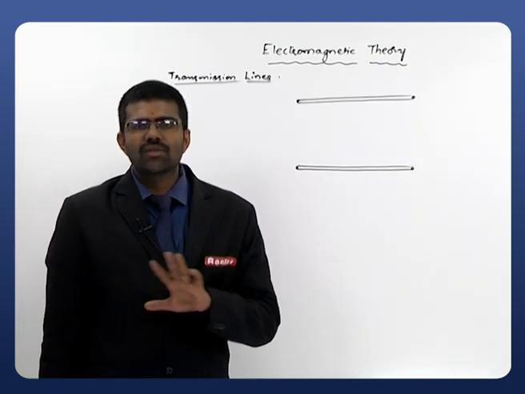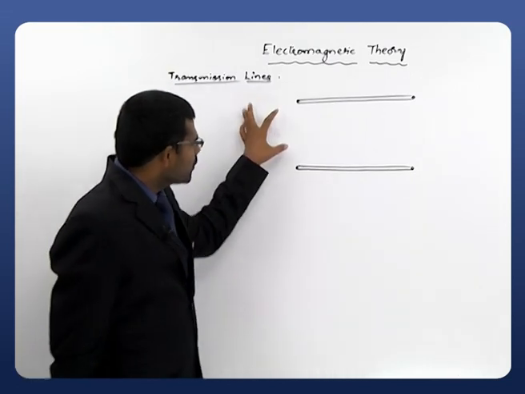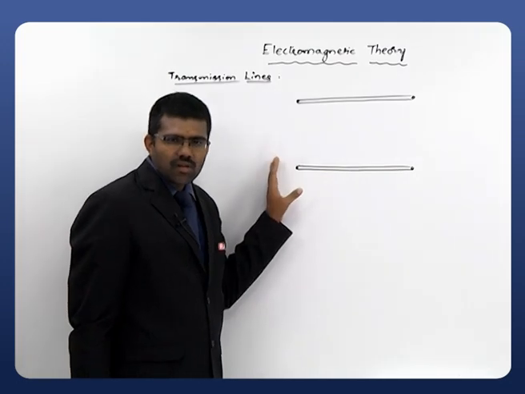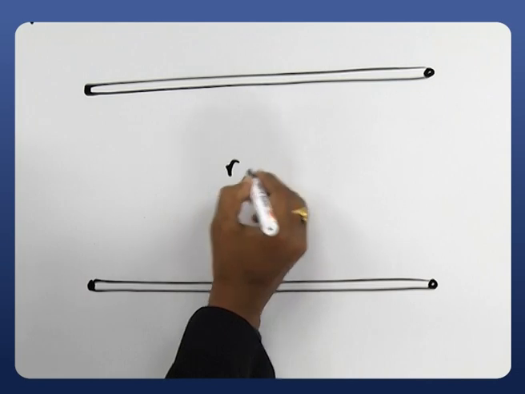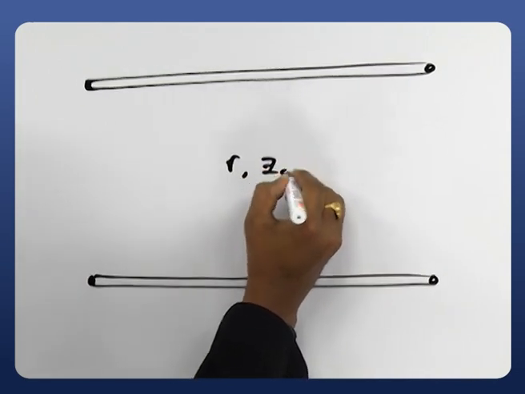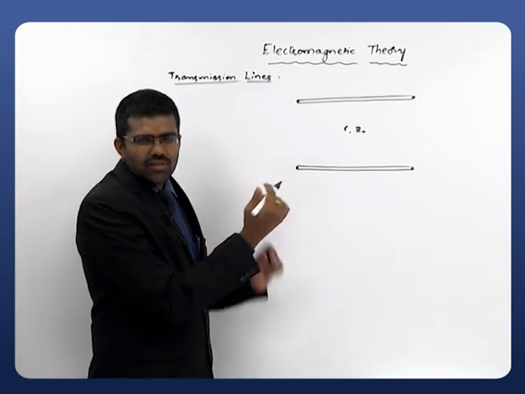We are not taking its equivalent circuit in terms of RLGC or other things. I am just taking a basic transmission line, and it is characterized with its characteristic impedance Z naught and propagation constant gamma. This is the basic transmission line that I am considering.